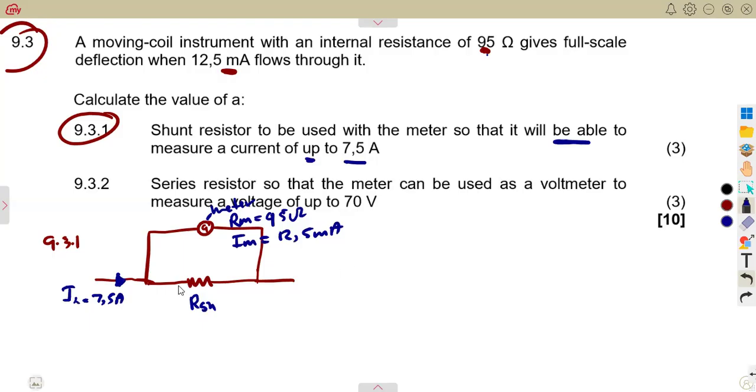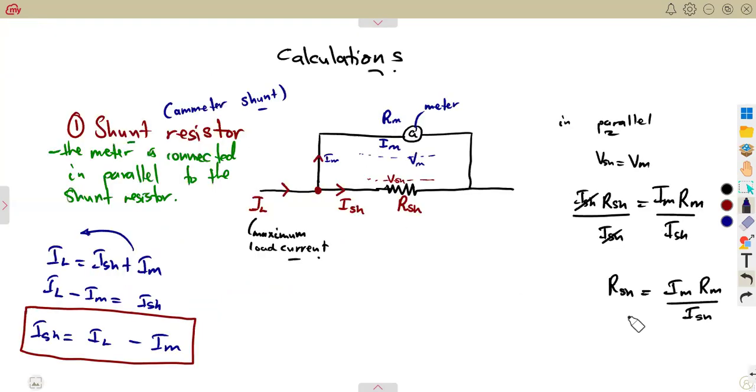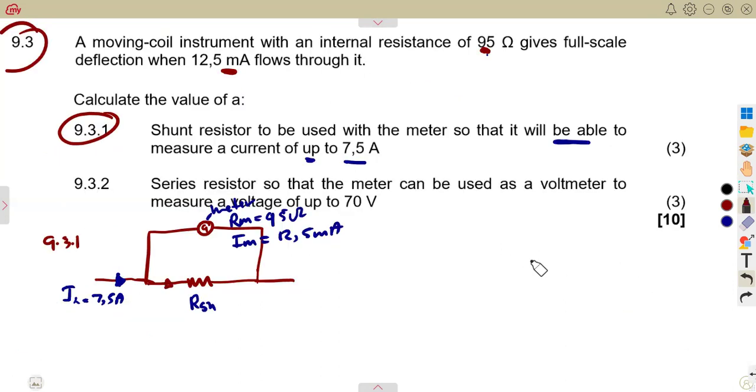What we need is the current across the shunt. We do not have that. Remember from our formulas, the resistance of the shunt can be calculated as the current across the meter times the resistance of the meter over the current across the shunt, but we do not have the current. Okay, let's consider this. We need to calculate that. Let me just write our formula down so that you can understand. Remember, our R shunt is equal to the current across the meter times the resistance of the meter over the current across the shunt, which we do not have.